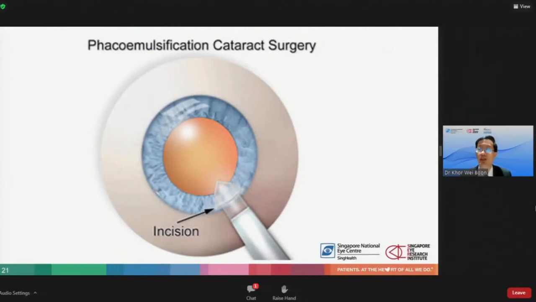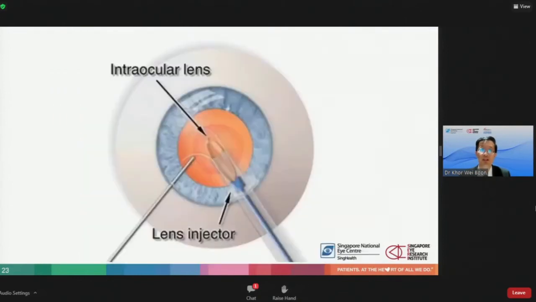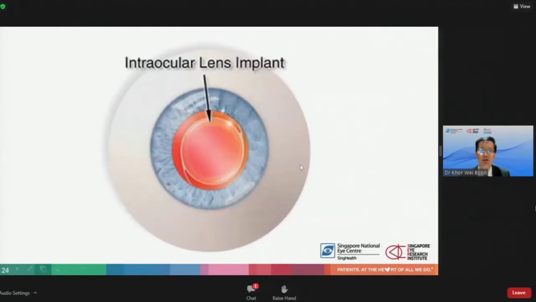Modern cataract surgery is known as phacoemulsification cataract surgery, and involves making a small incision in the cornea, that's the clear part of the eye, and inserting an ultrasound probe that will emulsify. That means it will liquefy and break up the cataract into little fragments before removing them. Once the cataract is completely removed, a new intraocular lens or artificial lens is implanted into the eye to replace the cataract that has just been removed. So at the end of the surgery, you will have a new intraocular lens in the eye to restore the vision.